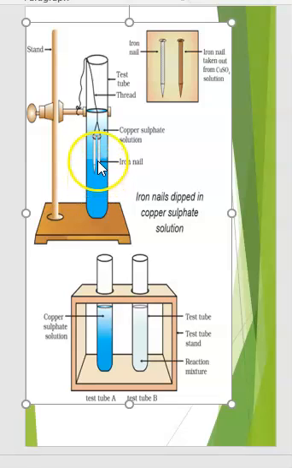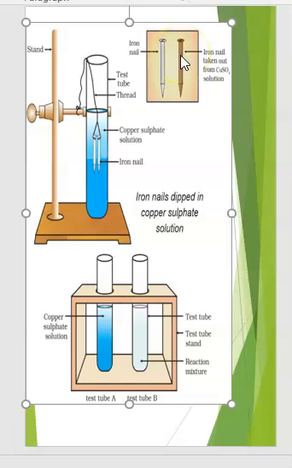Now as we all know that iron is more reactive as compared to copper, it displaces copper from the copper sulfate solution, and if you look at the color, this is the normal copper sulfate solution color, and after the reaction taking place, the color of copper sulfate fades because the copper gets deposited on the iron nail. Look at this iron nail if you can see.